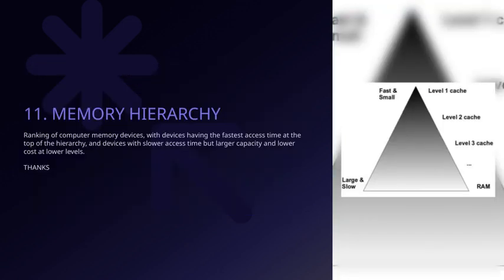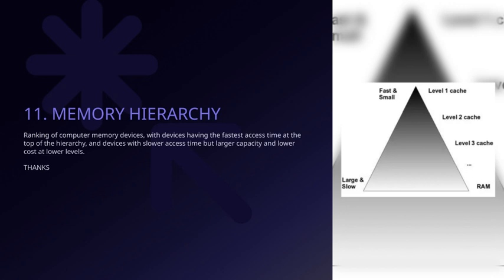Now, let's take a look at memory hierarchy. This is all about how different types of computer memory are organized based on their access speeds, capacities, and costs. At the very top of the hierarchy, we have the devices with the fastest access times, like registers and cache memory. These are critical for quick data retrieval and processing, but they tend to be smaller in size and more expensive. Moving down the hierarchy, you'll find main memory, or RAM, which is slightly slower but offers larger capacity.